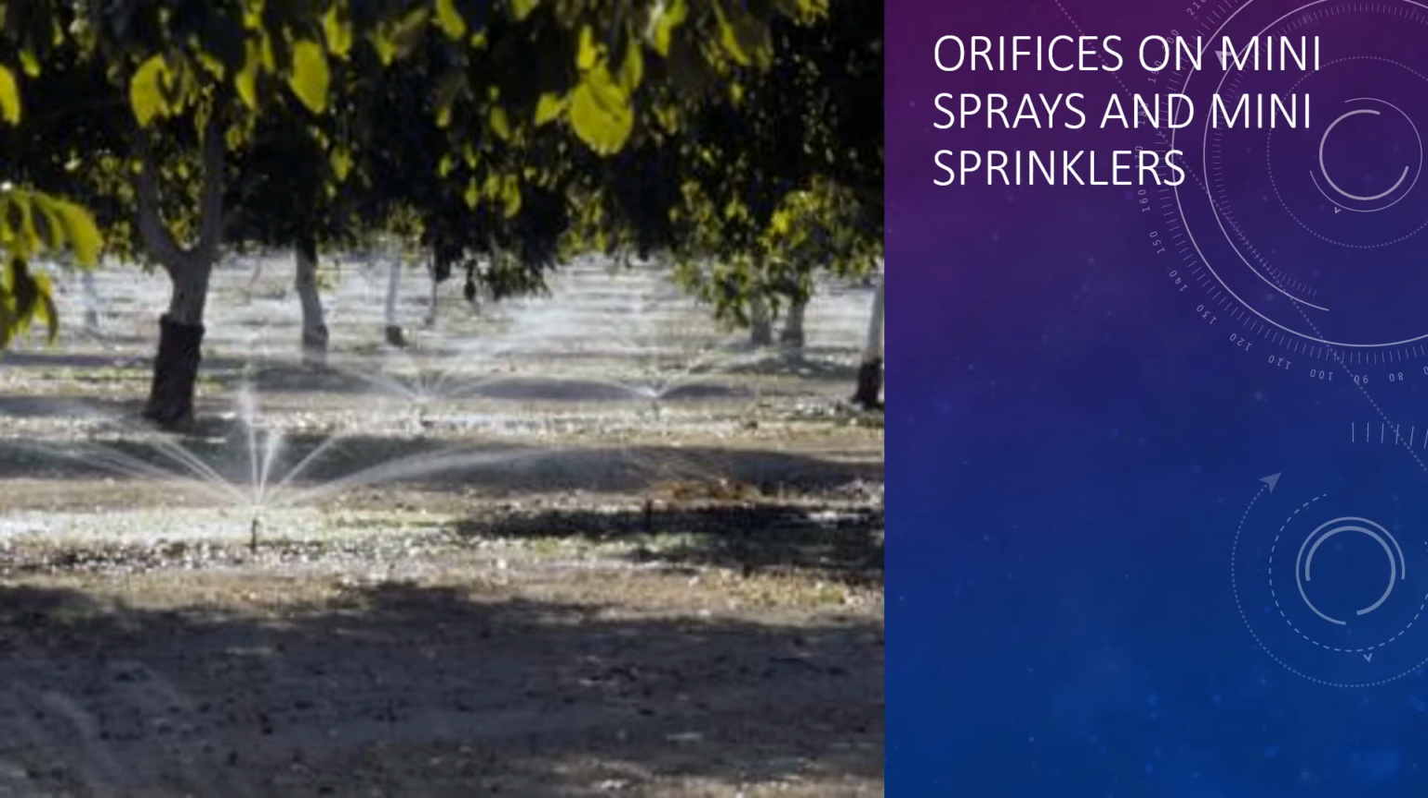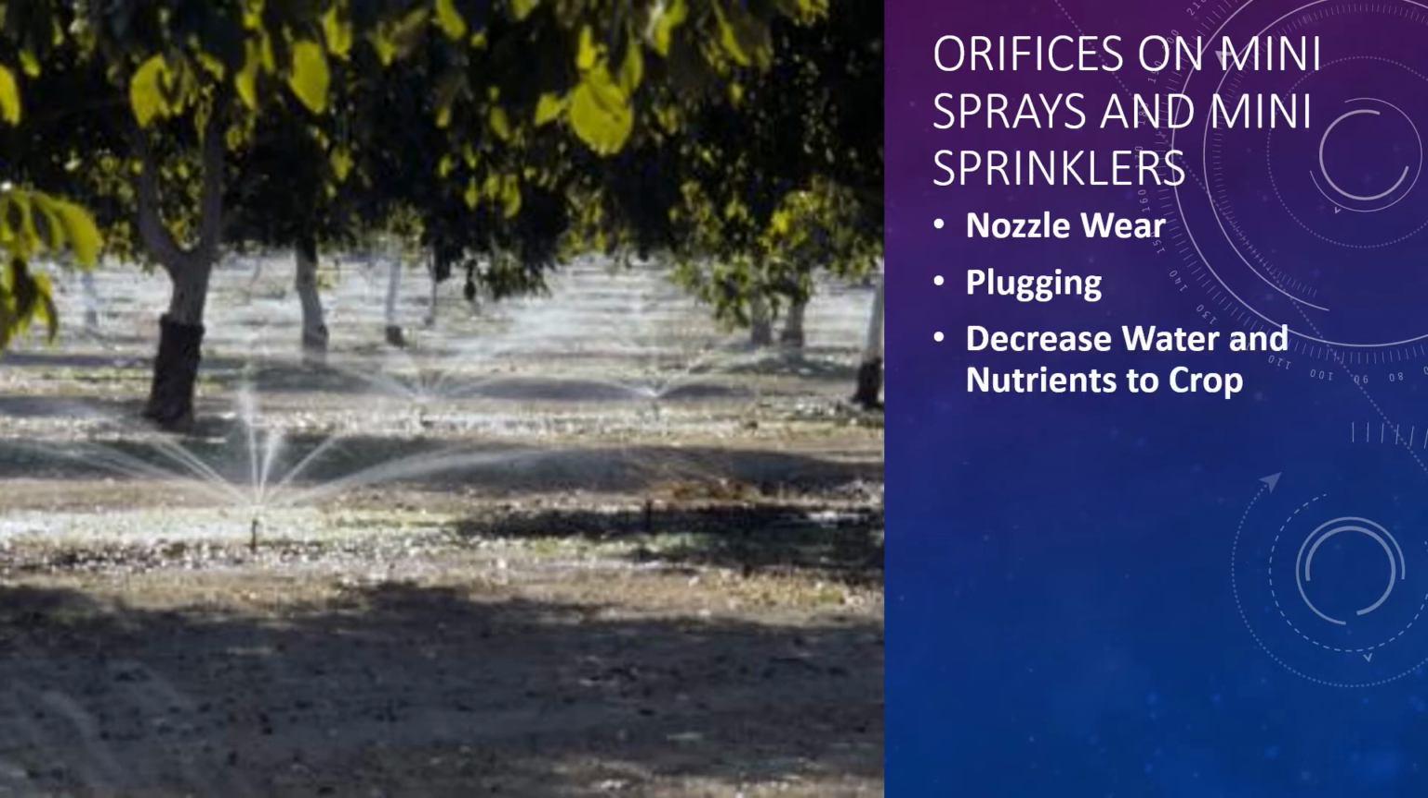But how does it affect mini sprays, mini sprinklers that are common in the industry? So again, these nozzles are a lot smaller. You're looking sometimes at 1/128th of an inch difference in nozzle sizing. Everything is smaller. A lot of them have moving parts in them that are subject to wear and tear. So nozzle wear and tear on the motors can be an issue. Plugging, especially with silt, can be an issue because everything is a lot smaller.